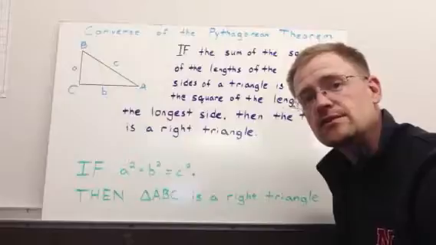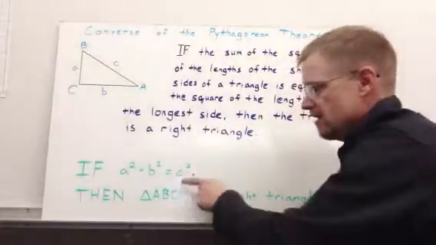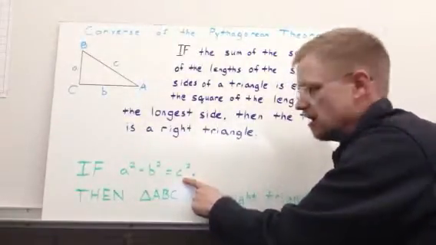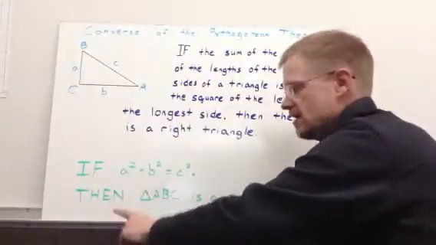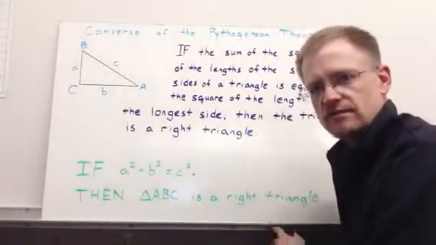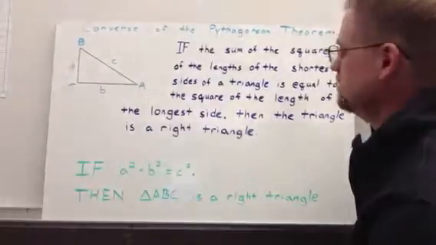Okay? That's the converse of the Pythagorean theorem. The first Pythagorean theorem said if we have a right triangle, then this is true. Okay? The converse says if this is true, then it's a right triangle. Let's do a couple practice problems here.